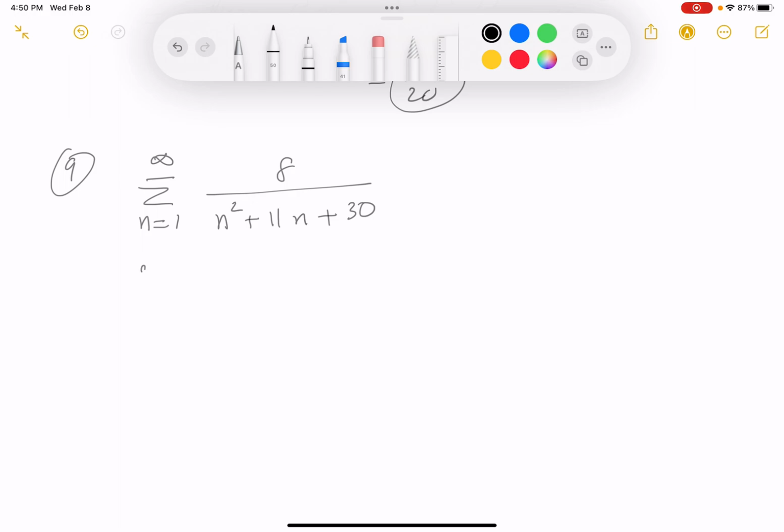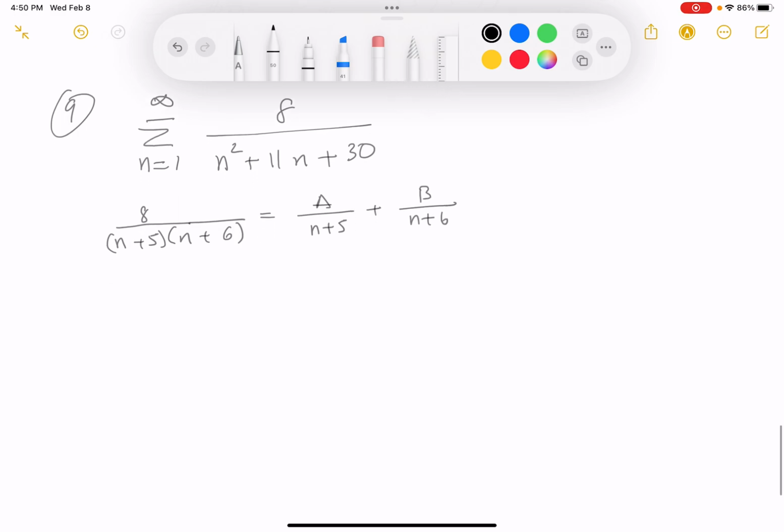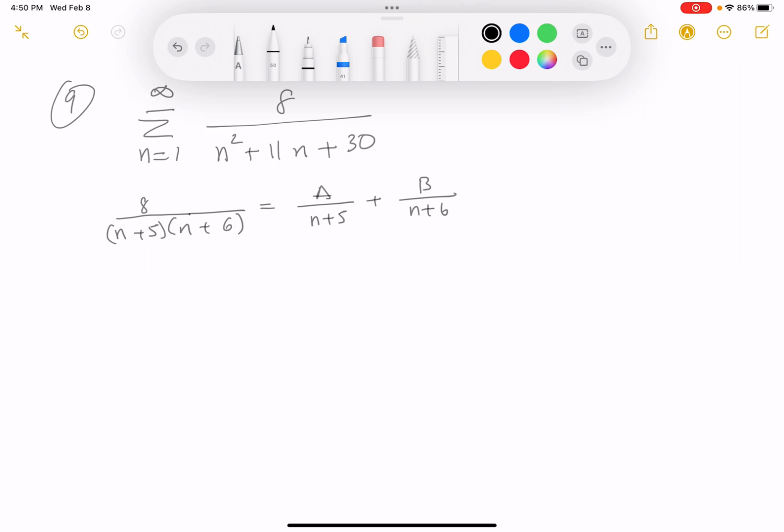And I'm going to say 8 over, this would be n, let's see, I'm going to say 6 and 5. And what does that give you? It gives you 8 on top, n squared plus 11n plus 30. Yeah, it looks like it's pretty good. Equals A over n plus 5 plus B over n plus 6. Multiply both sides by the LCD. You get 8 equals A times (n plus 6) plus B times (n plus 5).